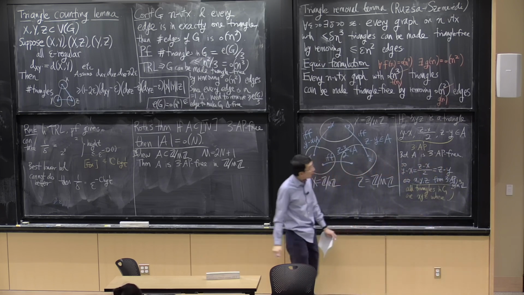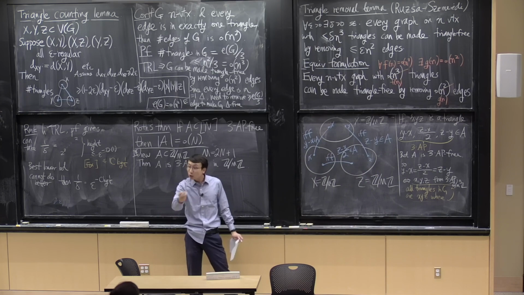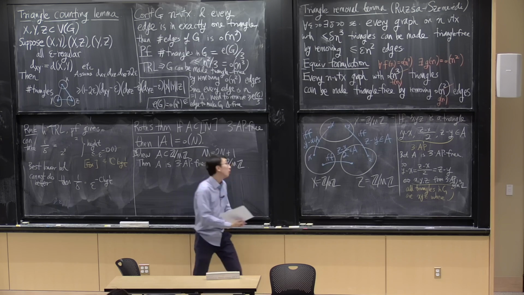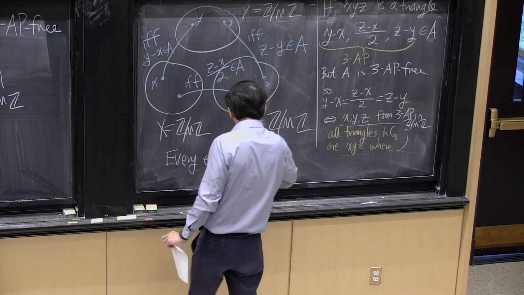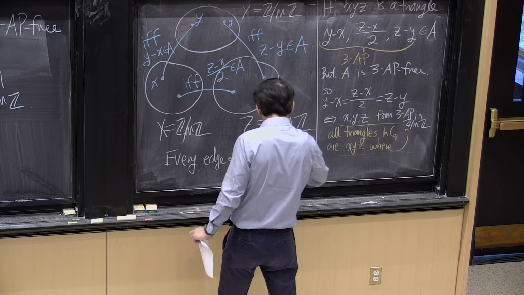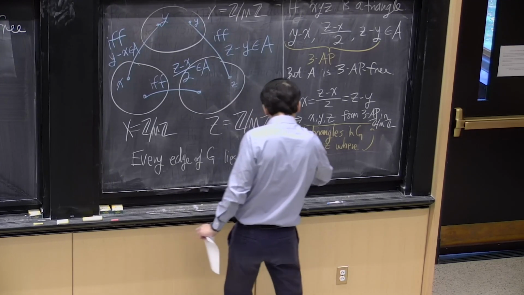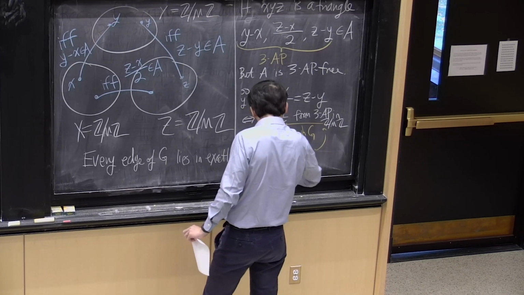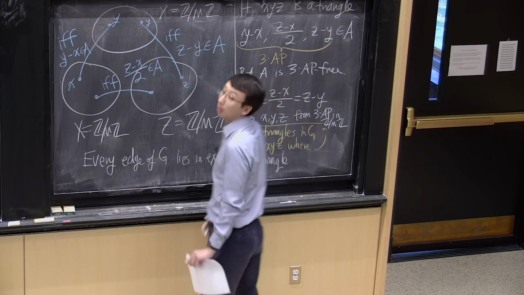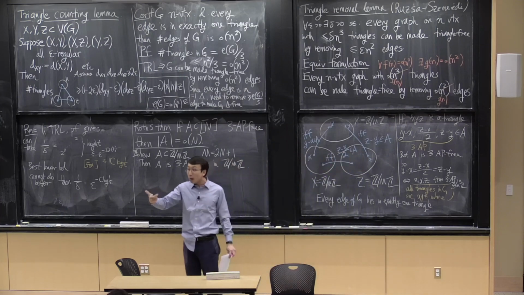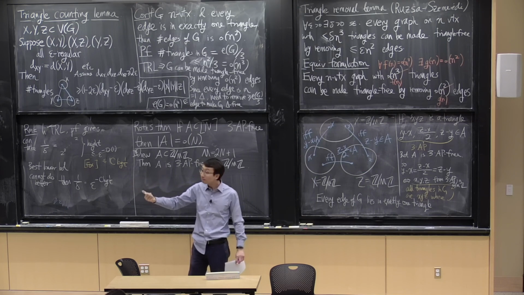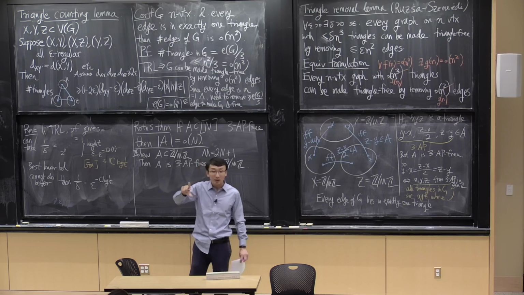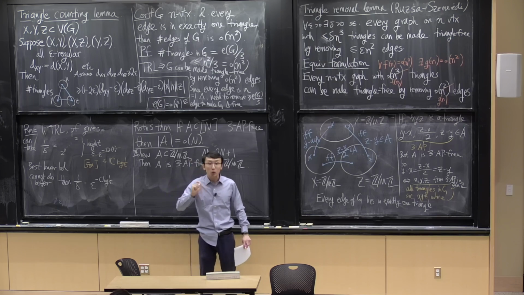So all the triangles in the graph G are precisely x, y, z, where x, y, and z form a three-term arithmetic progression. And in particular, every edge of G lies in exactly one triangle. You give me an edge, for example, x, y, I complete it to a 3AP, x, y, z, and that's the triangle. And that's the unique triangle that the edge sits in. And likewise, if you give me xz or yz, I can produce for you a unique triangle.